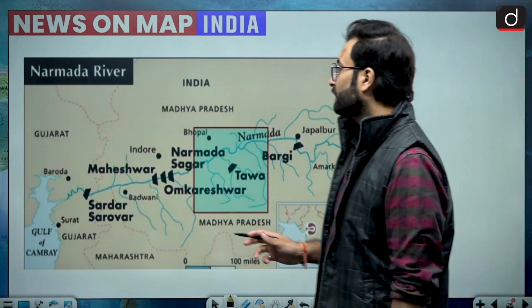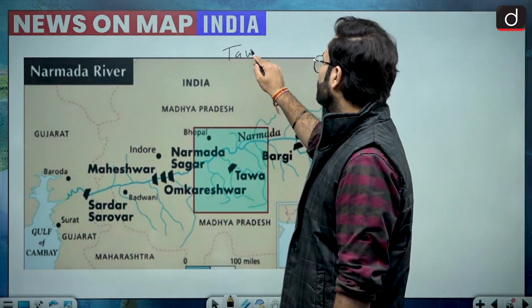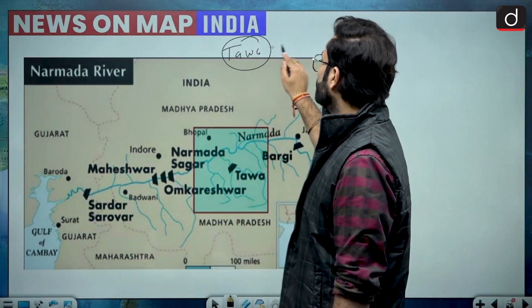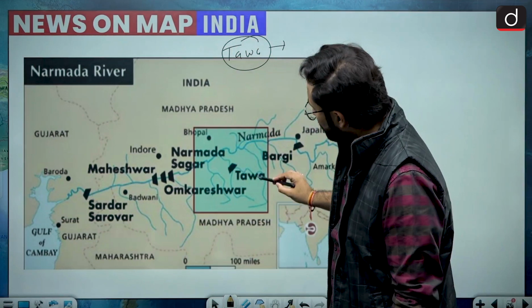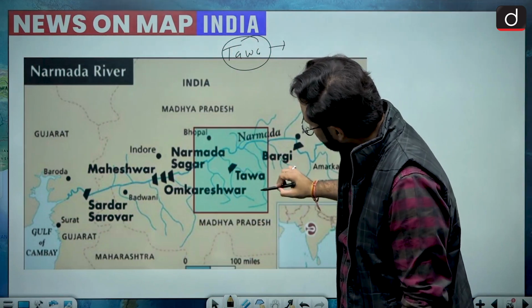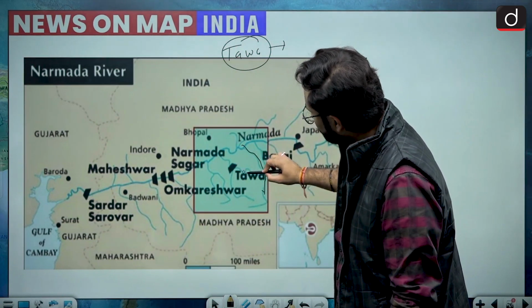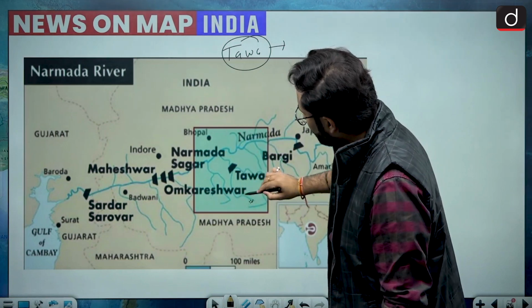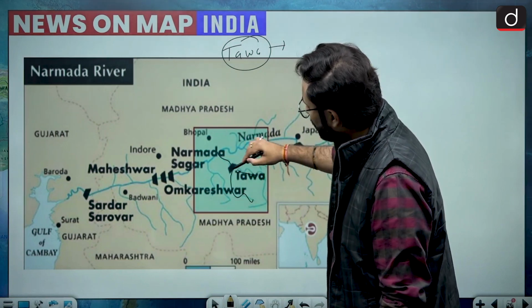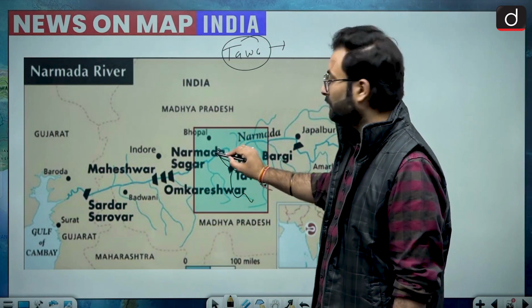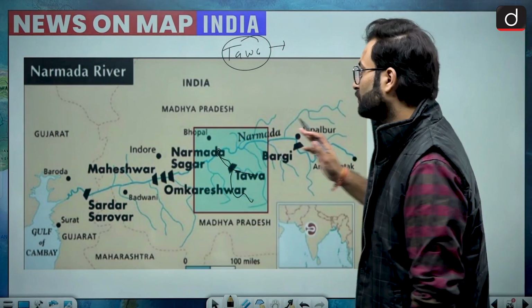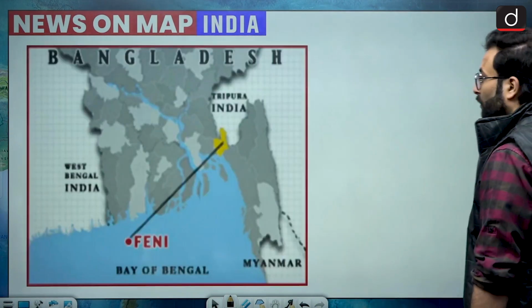Then Narmada rivers, Tawa. Tawa river was in option. This is tributary of Narmada river. Here you can see this river here, sorry, this river here is basically your Tawa river. Okay, this merging with Narmada here. Okay, so that is not in the West Bengal area.